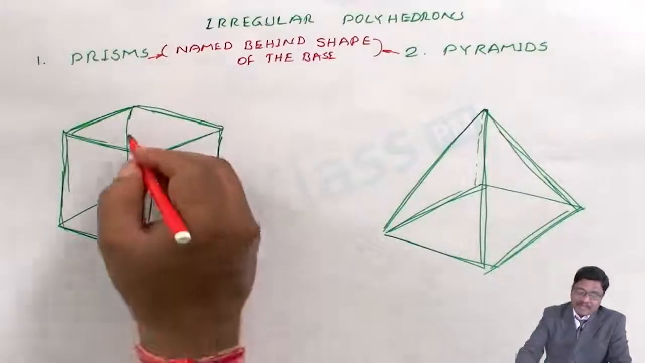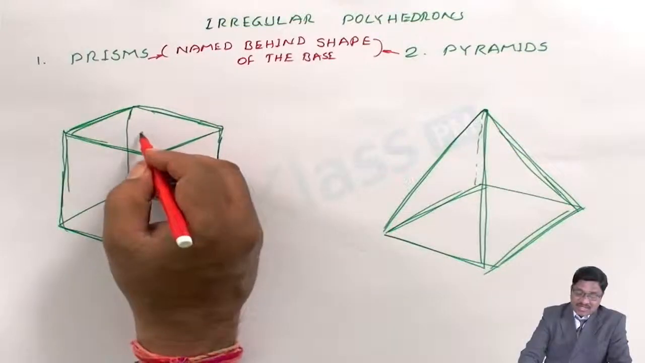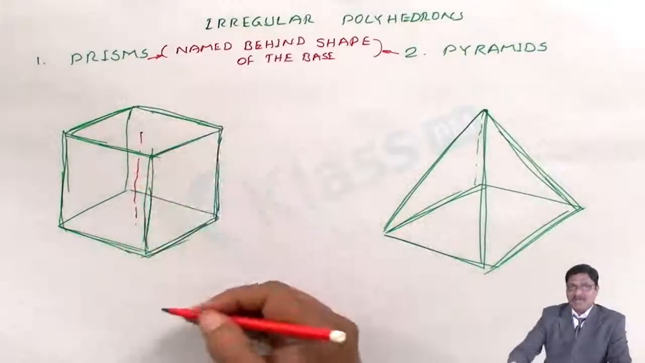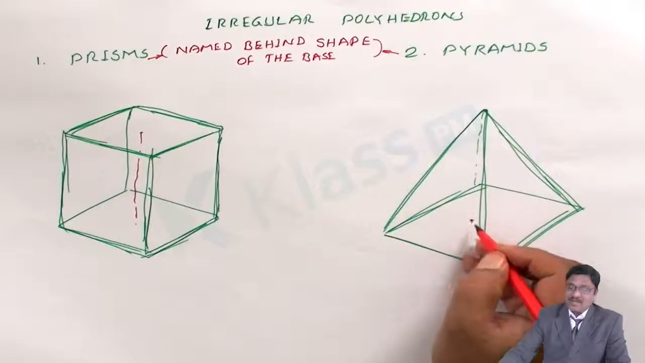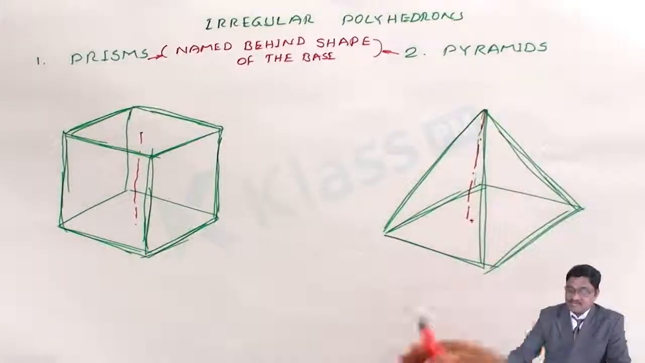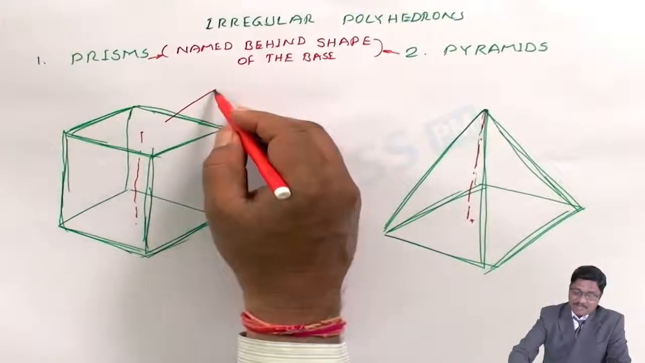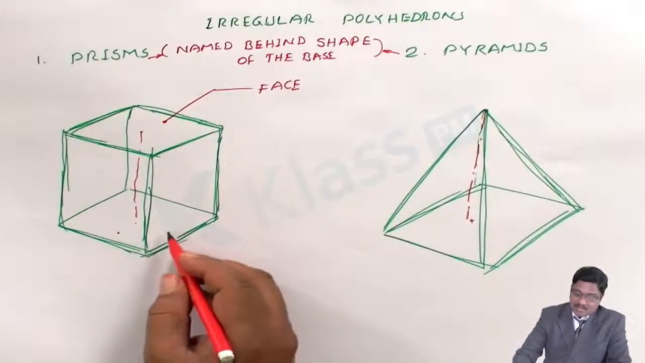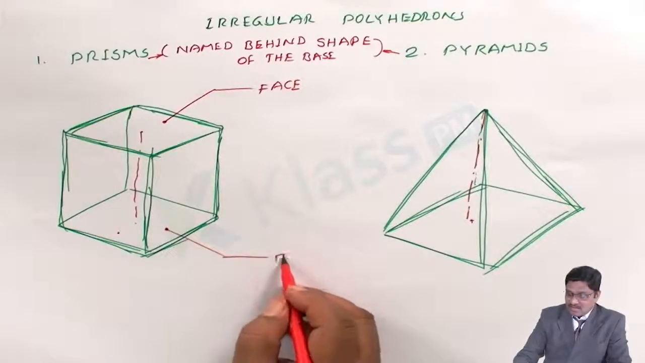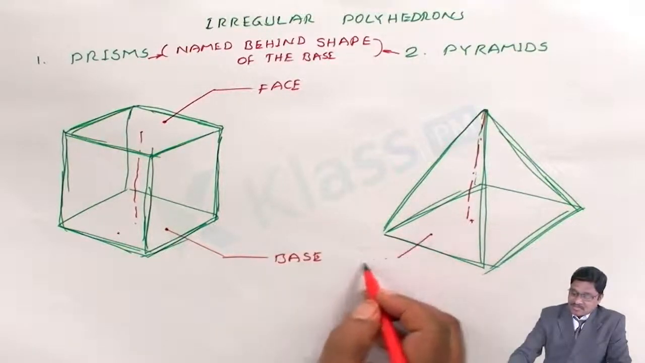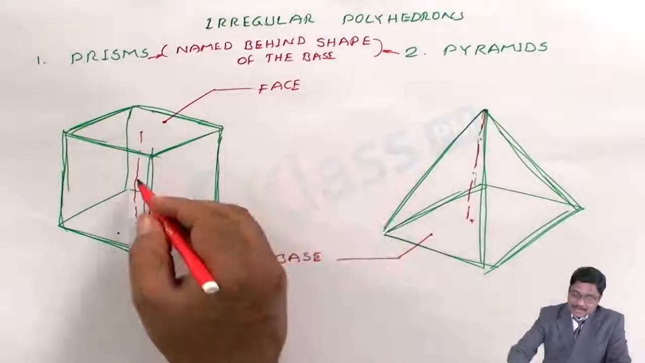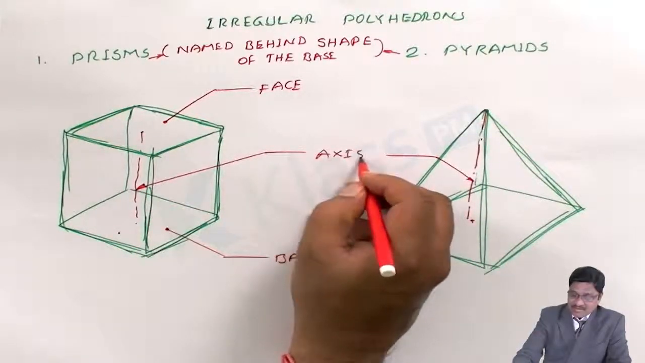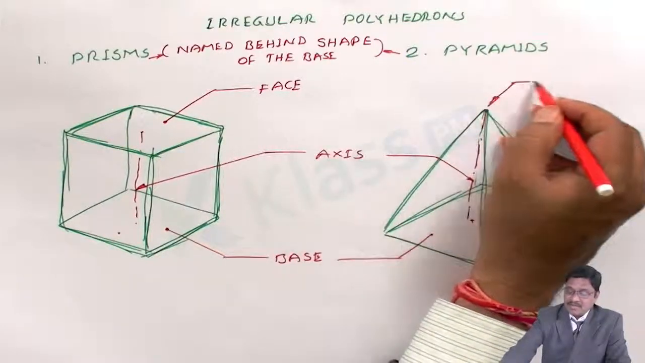In this one you have to keep in mind the imaginary line which joins the center of the bottom part to the center of the top. The line connecting bottom to top is known as the axis. Note down here, this top portion is known as the face. The bottom portion is the base. Same here also, it is known as the base. Now this imaginary line is known as the axis. This top corner point is known as the apex.